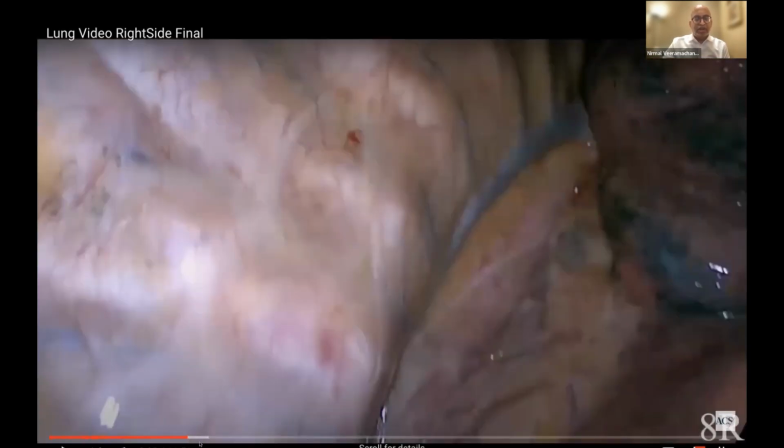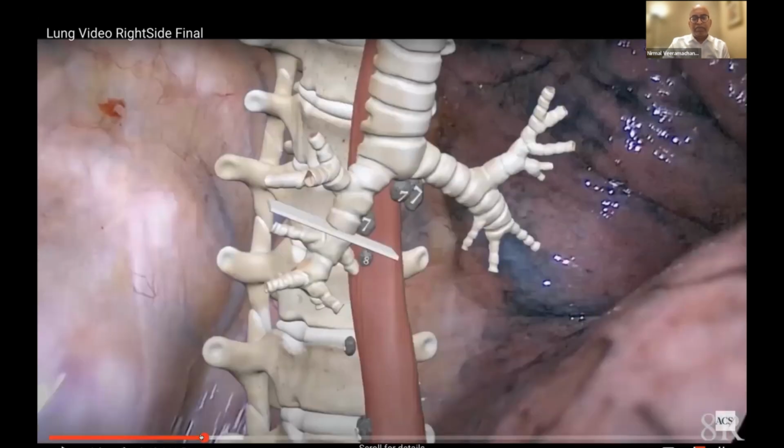Just going on, previewing more of this video. Here's an example of some of the 3D rendering that is offered to help distinguish, for example, station 7 from station 8, where these are. Another accompanying video for the left-sided nodal stations should come out hopefully in the next 1 to 2 months.